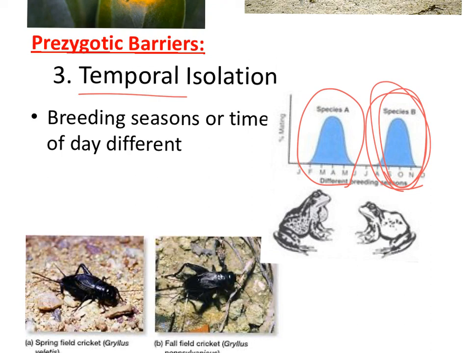So this might end up splitting the population so much so that they become different species because their gene pools are not mixing. The egg and the sperm of species A is never going to meet the egg and the sperm of species B. Same is true for the crickets. Temporal, it could be different seasons, or it could just be different times of day. Like a nocturnal animal that's up at night and active at night is not going to mate with an organism that's sleeping at night. So temporal, just being timing, prevents egg and sperm from meeting.